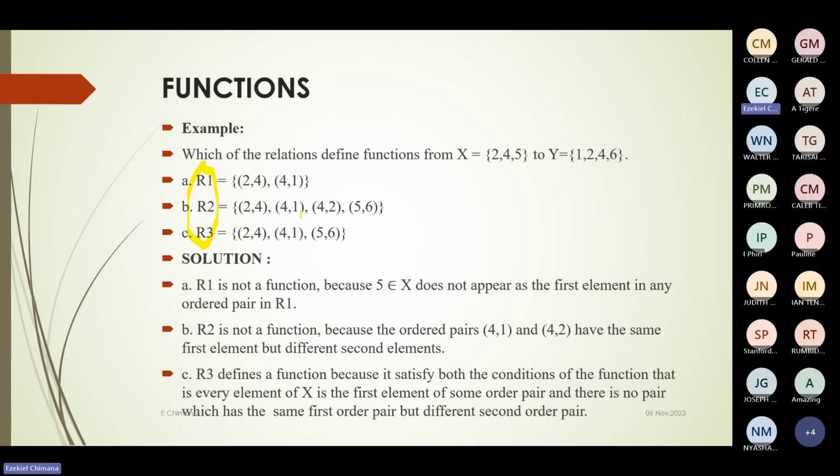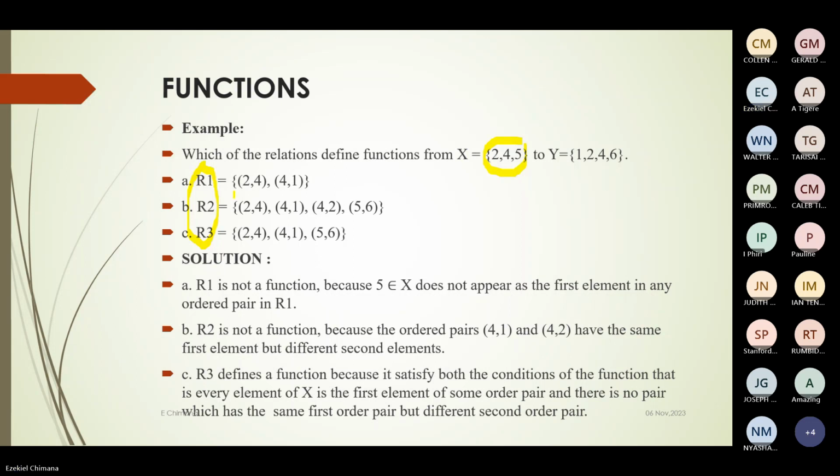We just say which relation resembles a function. Let's look at R1. Is R1 a function? You are saying R1 is not a function. Why? Because 5, an element of X, does not appear as the first element in any ordered pair in R1. So we have this as our domain: 2, 4, and 5. But on this one, we are not seeing this 5 as part of the domain. So in other words, R1 cannot be taken as a function from X to what?